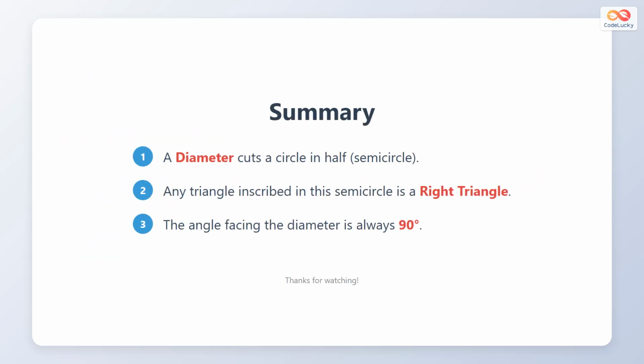To summarize, remember these 3 points. First, a diameter divides a circle into semicircles. Second, creating a triangle using that diameter and any point on the arc forms a right triangle. And third, the angle opposite the diameter is always 90 degrees.